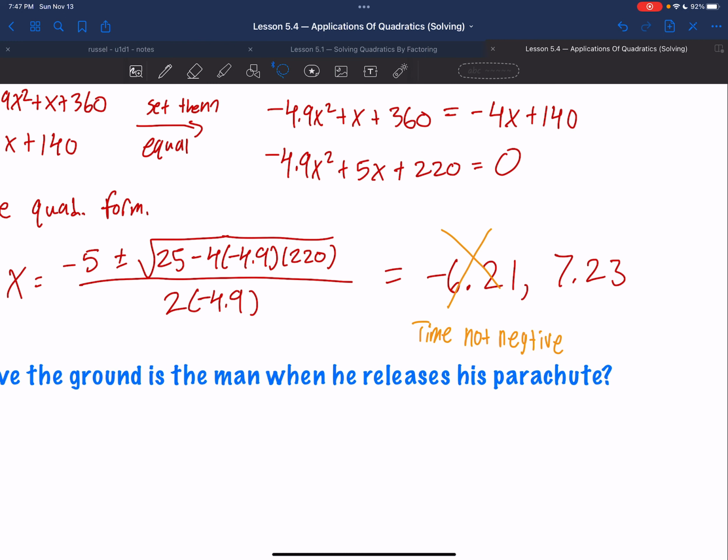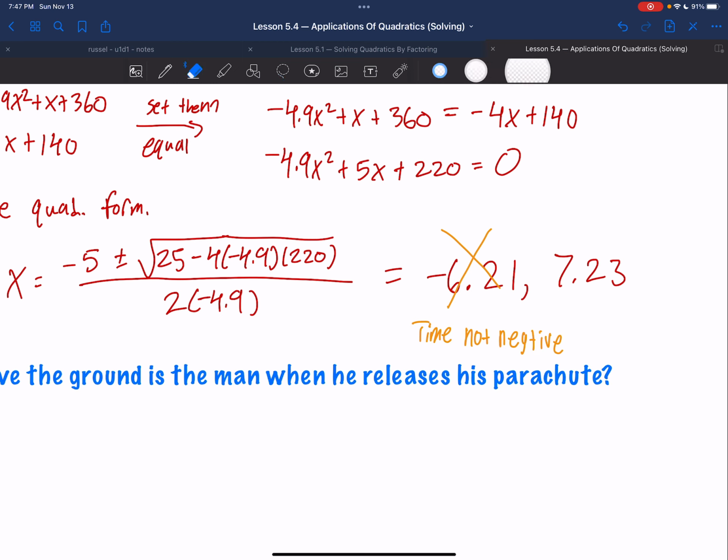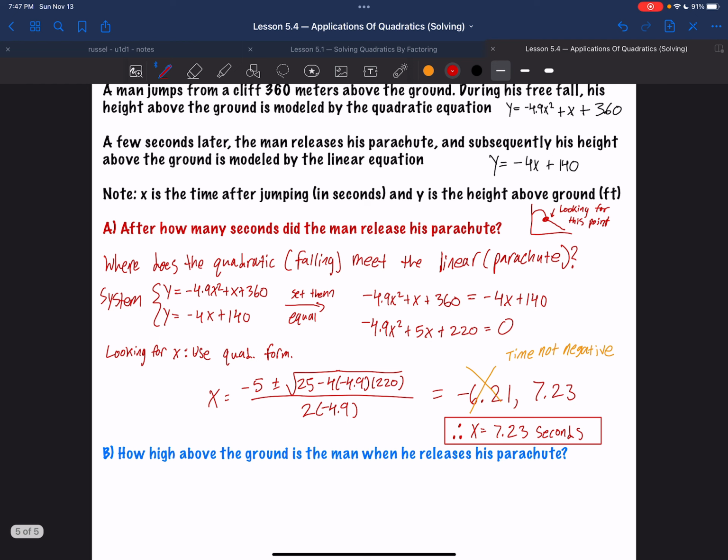Oh, cool. You're affecting that. Let's try that one more time. Oh, nice. Okay, you know what? That's okay, because there's this great thing called the erase button. I'll just say it up here: time not negative. Therefore, x equals 7.23 seconds.